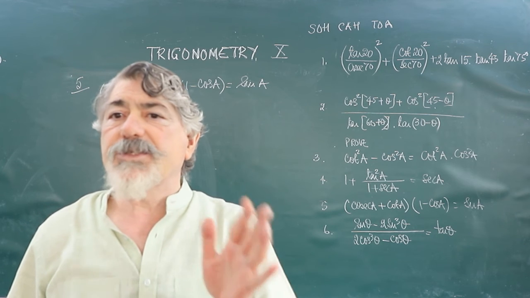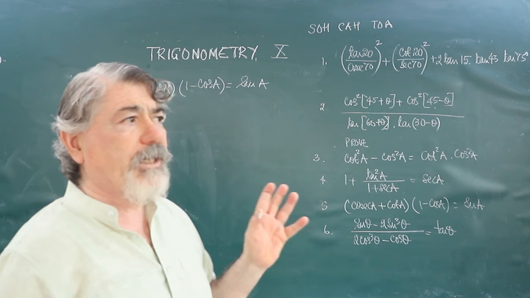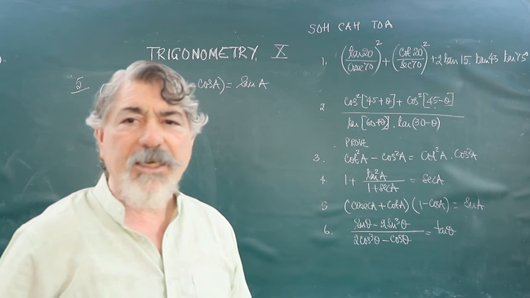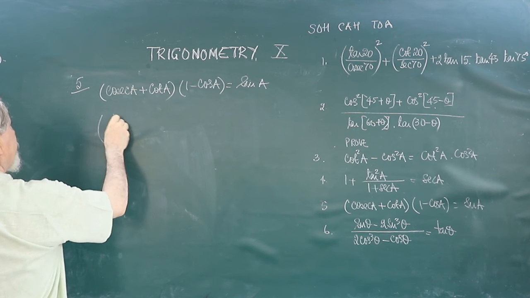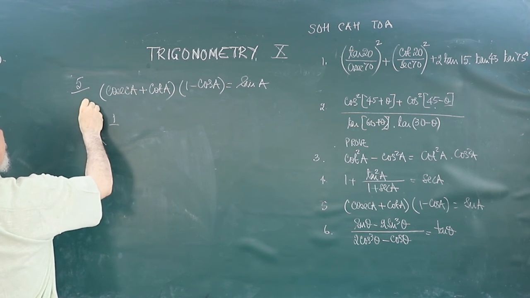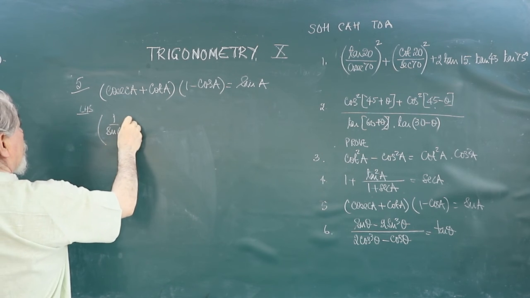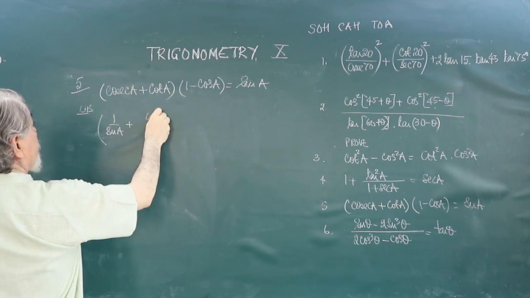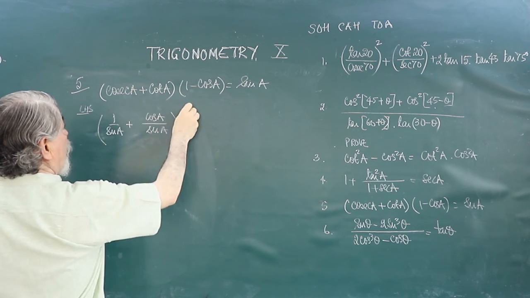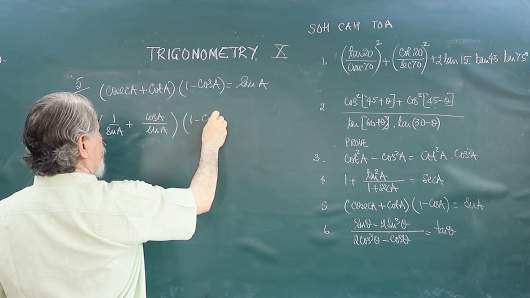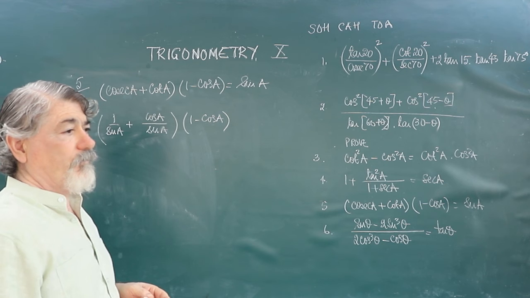It is very difficult to start from a very, very simplified form. We must pick up the complicated part, generally the left hand side. Cosec A can be written as 1 upon sin A. Cot A can be written as cos A upon sin A, into 1 minus cos A. I am not touching cos A just now.